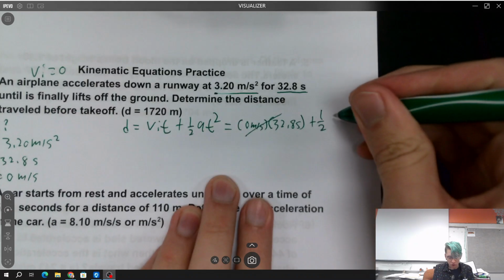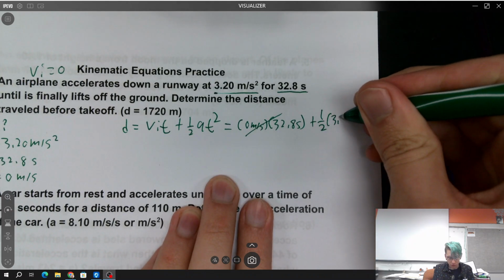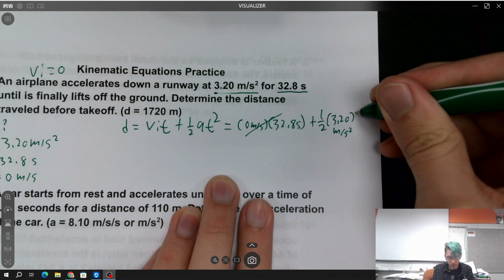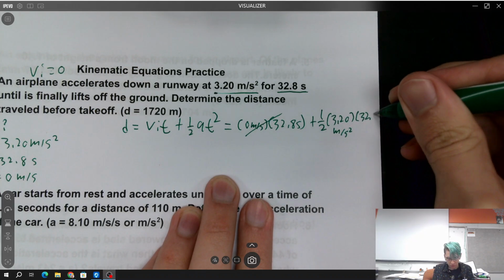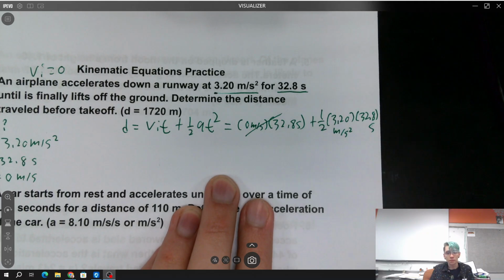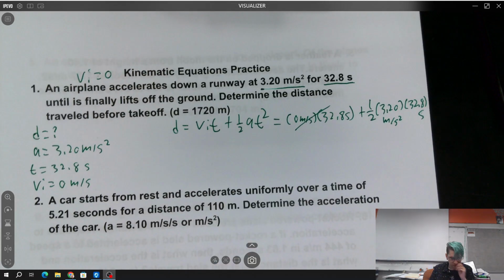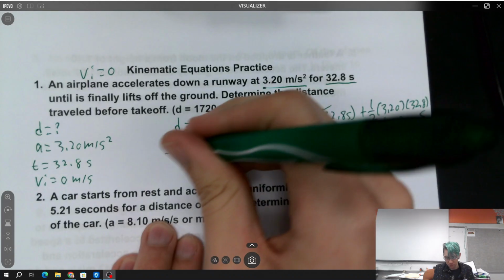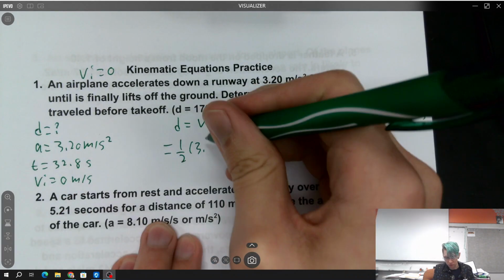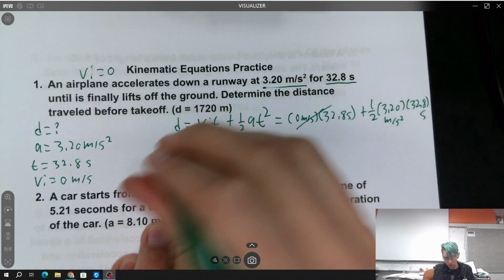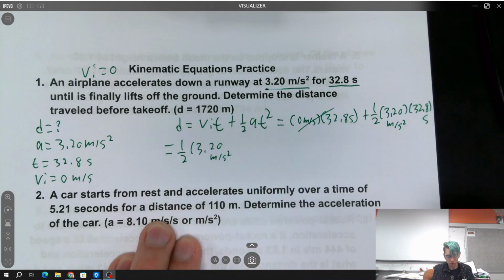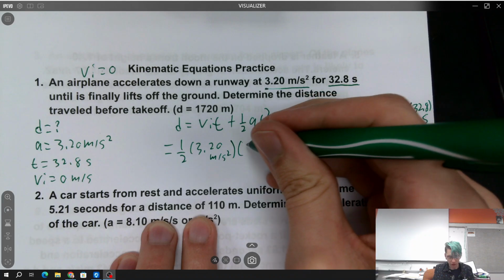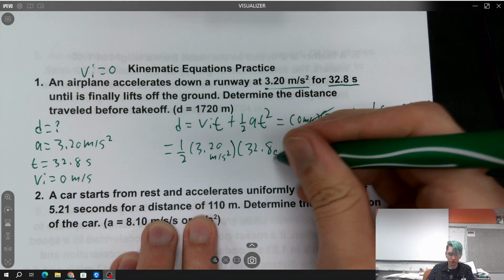1/2 our acceleration, 3.20. I'm going to put our unit down here, times our time of 32.8. That's in seconds. So just rewriting down here, 1/2, 3.20 meters per second squared times our 32.8 seconds. We plug it in the calculator and we're golden.